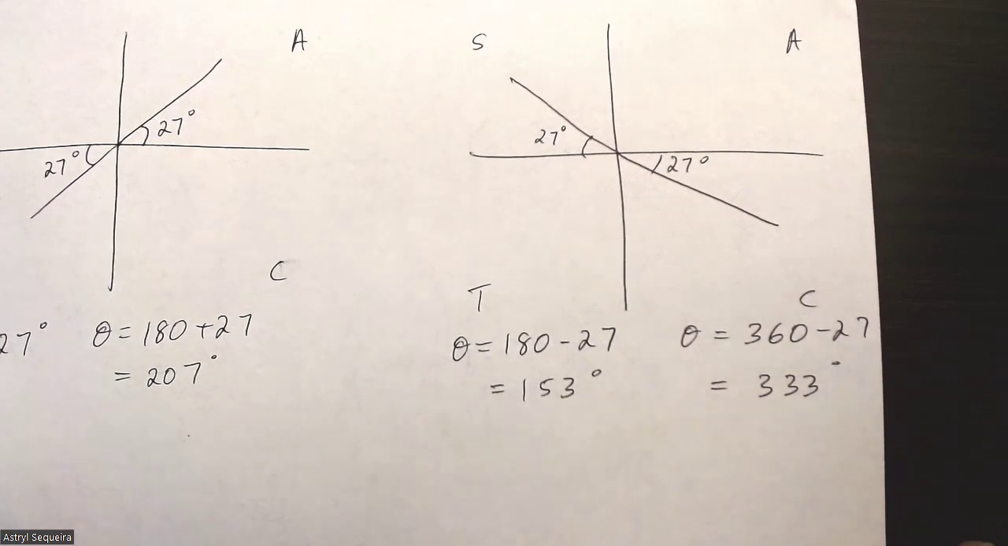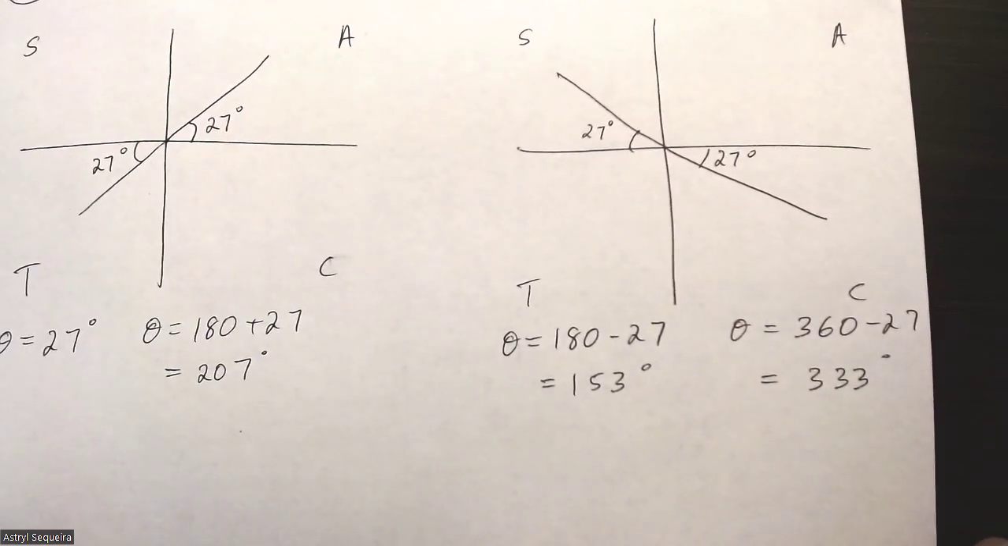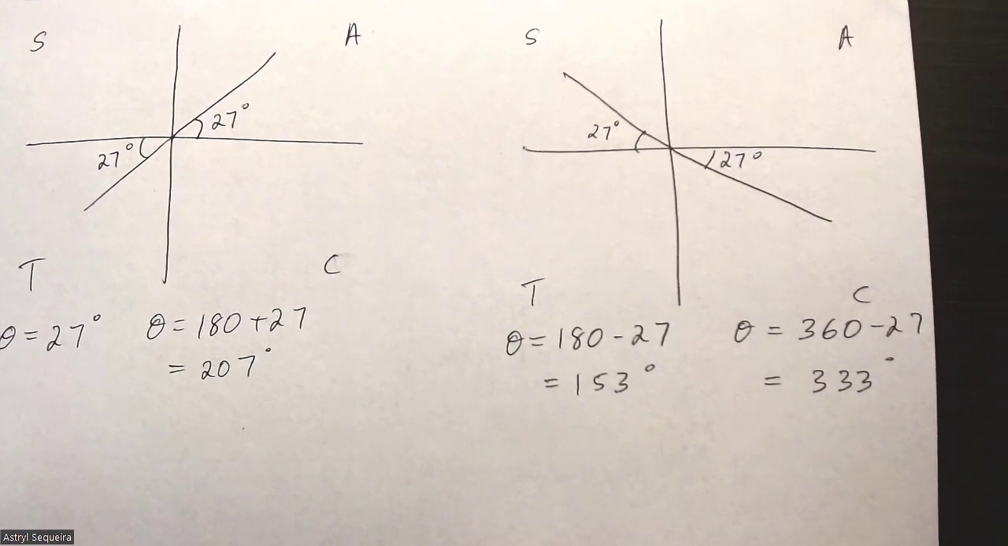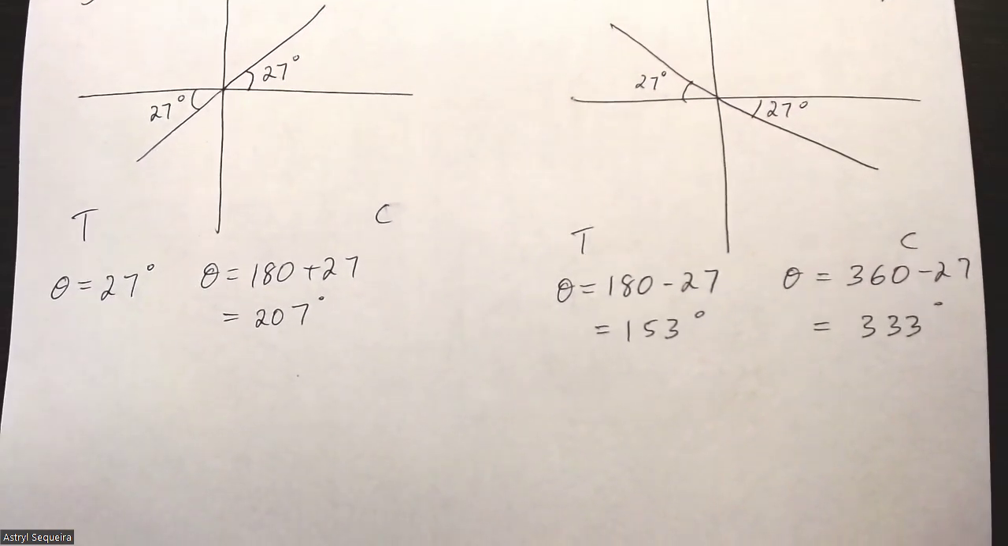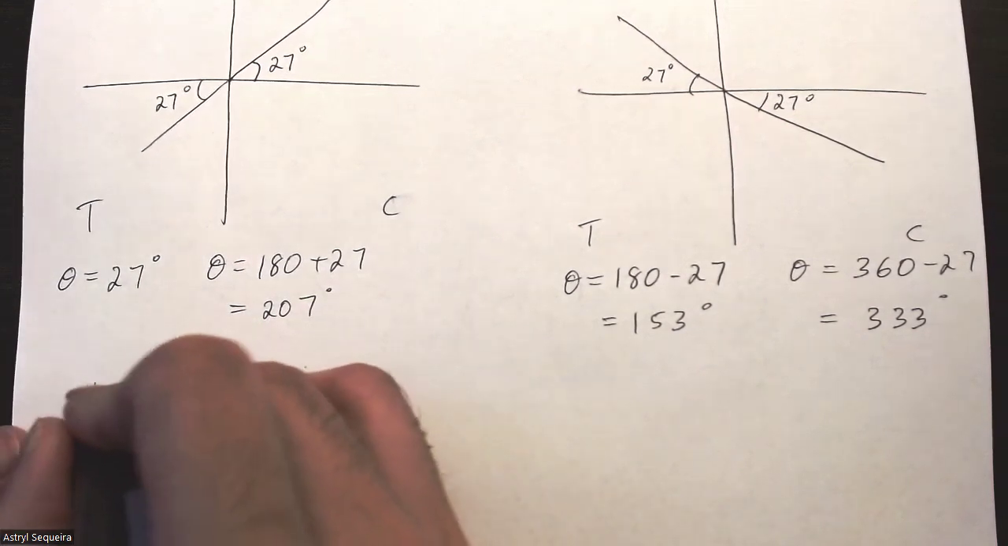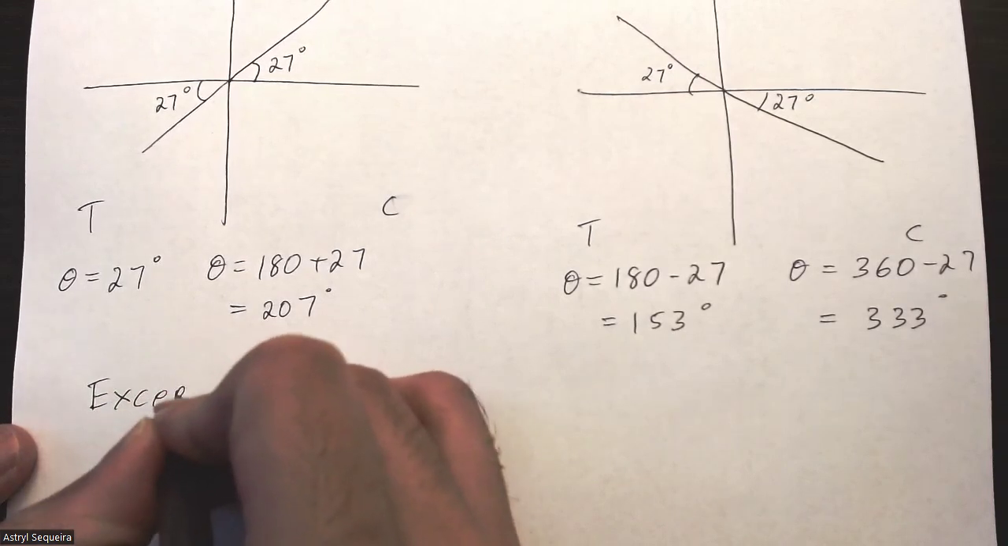So now that you understand the basics of the CAST rule, hopefully by this point you understand the basics of it. I know I've gone through a couple examples pretty quick, but I think you should have a general idea of how this works. I'm going to explain all the possible exceptions to this rule and why these exceptions happen. So let's start with the first exception.